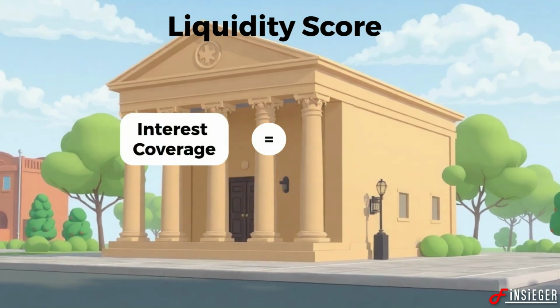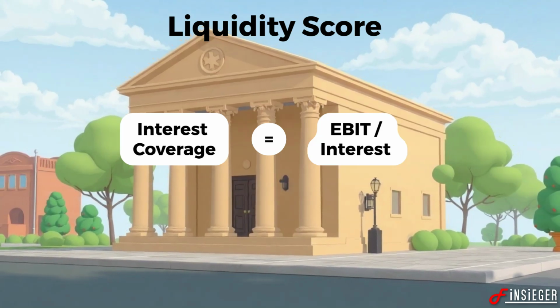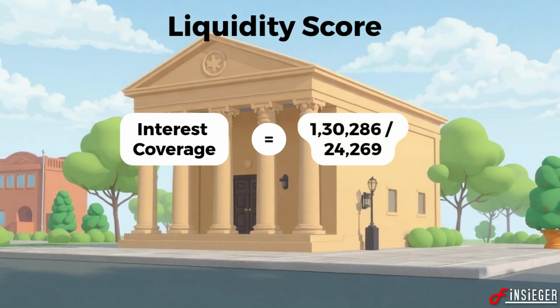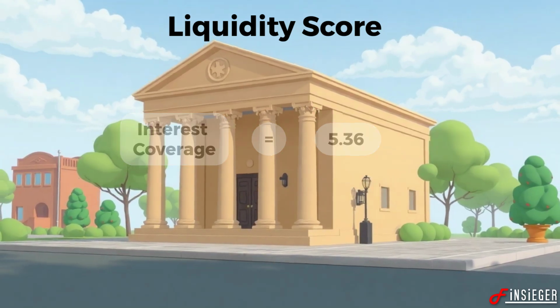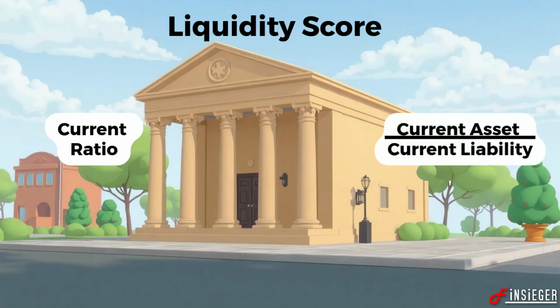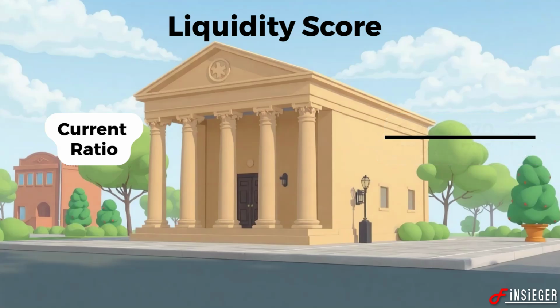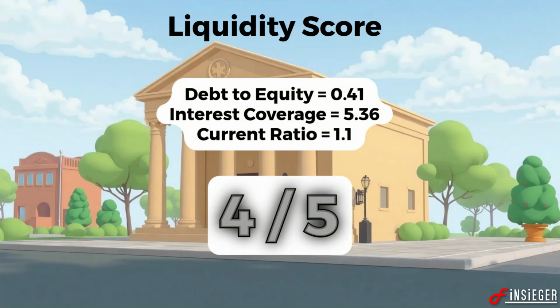Interest coverage is earnings before interest and taxes divided by the interest portion. In the case of Reliance, it is 5.36. It should be higher than 1, which is high here. Let's see current ratio. Current ratio is current asset divided by current liability. In this case, it is 1.1, which is not that great as it is close to 1. So we have a liquidity score of 4 out of 5.